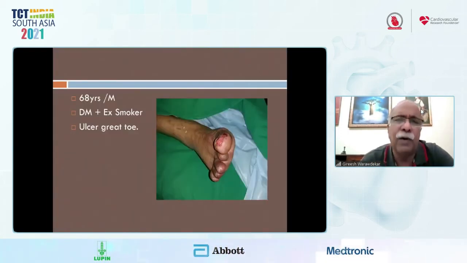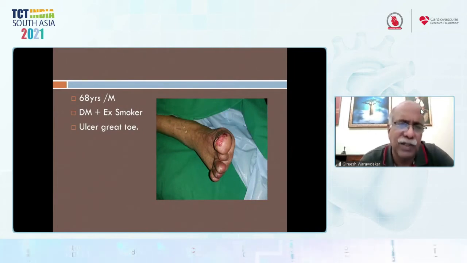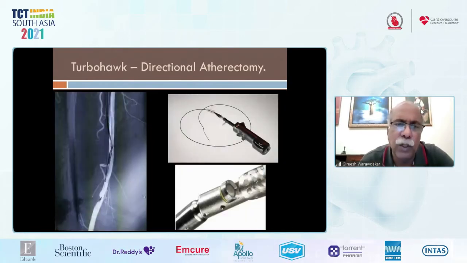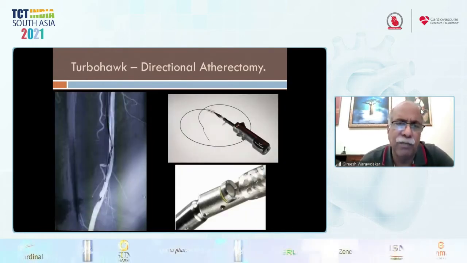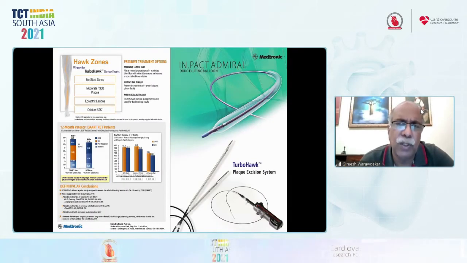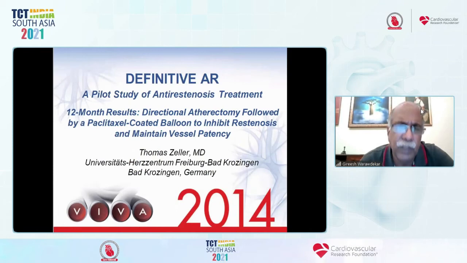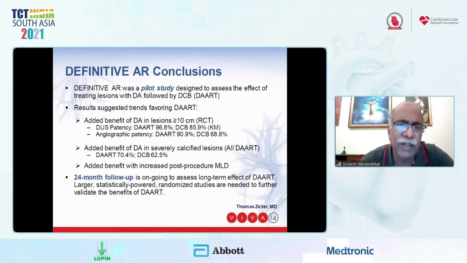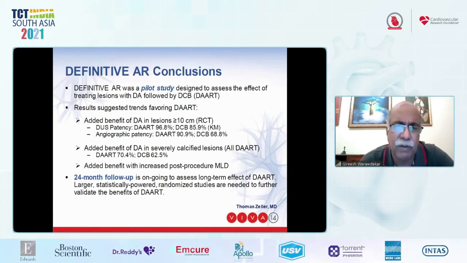Now I'll give you an example of all the technologies we've talked about. This is a 68-year-old male, diabetic and ex-smoker, who had an ulcer in the foot. We decided to do an atherectomy for him. Here you can see a directional atherectomy, what we call Turbo Hawk or Hawk 1 now. After that, we used a drug-eluting balloon, and the results were excellent. This is the definitive pilot study, where the 24-month follow-up is ongoing, and the assessment of these patients looks very promising.